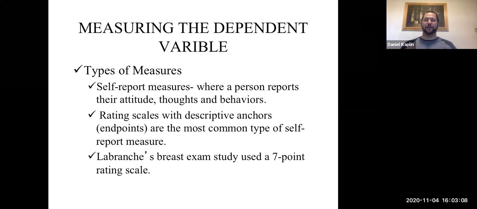So when measuring the dependent variable, you could do it in different ways. One is self-report measures. This is where a person fills out some form of a rating scale, talking about how they felt. It could also be done with open-ended questions to share one's perspective. Or it could be done on a Likert scale, like the LaBranche breast exam study that we talked about. It was competence on a 1 to 7 point scale.